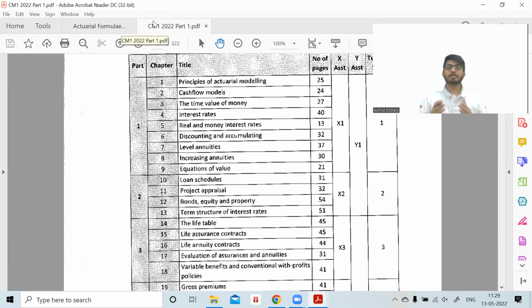Apart from that, all the chapter names remain the same. What you basically had as chapter 2 in the 2019 version of the material is what you have as chapter 1 in the 2022 version. Apart from that, there is no other significant change in your CM1. So in case you're looking at any pre-recorded lecture, do not focus on the chapter number, but rather focus on the name of the chapter.